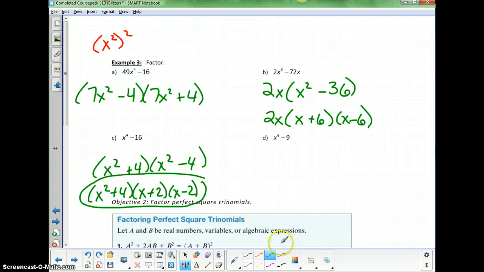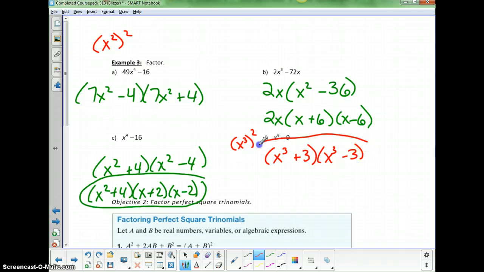Alright, what about x to the 6th? In the same logic that x squared squared was x to the 4th, okay, what would I have to square to get x to the 6th? It would have to be x to the 3rd, right? Because those powers multiply. So this will factor into x to the third plus 3 and x to the third minus 3. Okay.